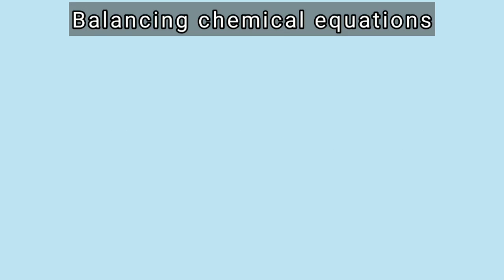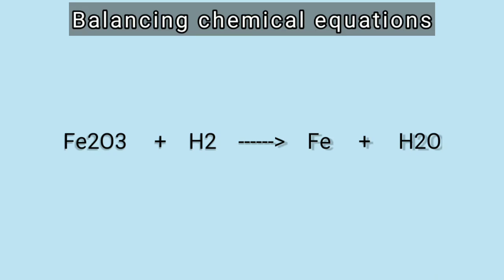In our next reaction, ferric oxide reacts with hydrogen to form iron and water. We will first compare Fe atoms. We have one Fe atom on the right side and 2 on the left side. We will equalize it by writing 2 as a coefficient of iron. Now we will equalize oxygen atoms. We have one oxygen atom on the right side and 3 on the reactant side or left side. We will equalize them by writing 3 as a coefficient for water.